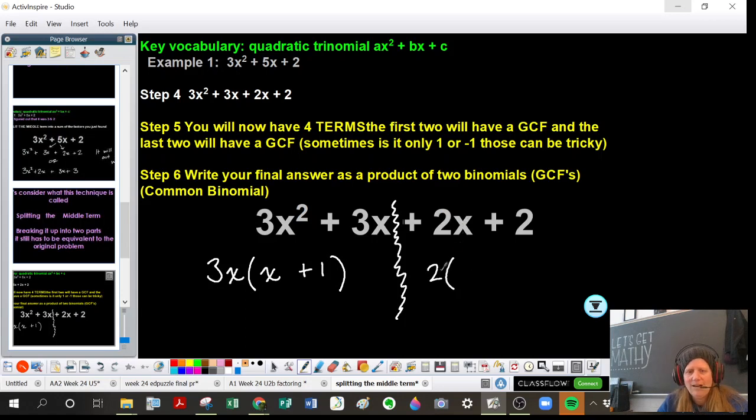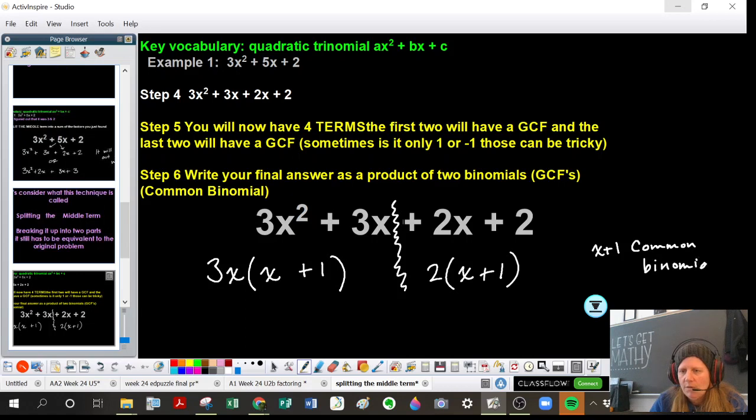So 2x divided by 2 is x. 2 divided by 2 is 1. Oh my gosh, look at that! This is now where we're all done. All we have to do is write our final answer. So you might be noticing something here. I see an x plus 1 in both of these. The x plus 1 is what I am calling the common binomial. Aren't you glad you put all that work into knowing what these words meant at the beginning of the unit? Common binomial is x plus 1.